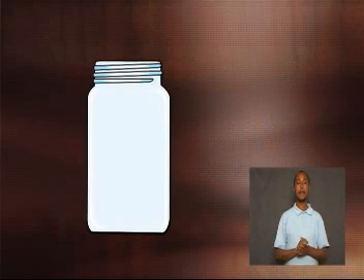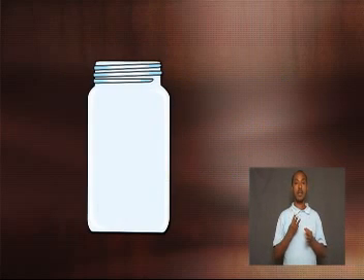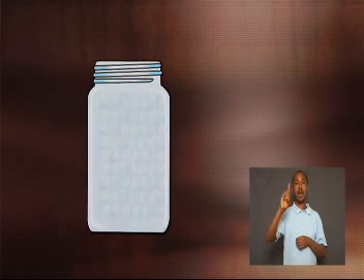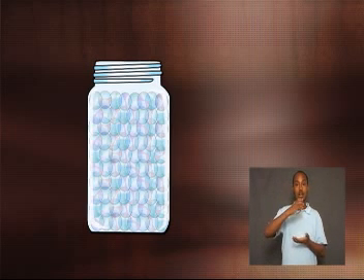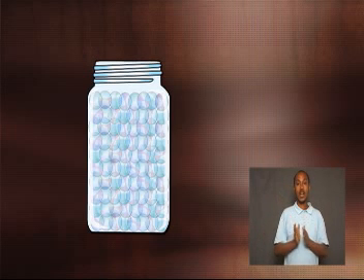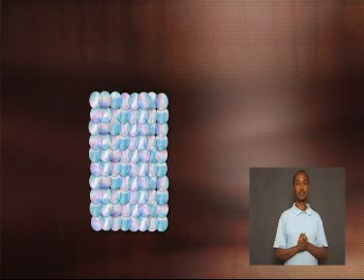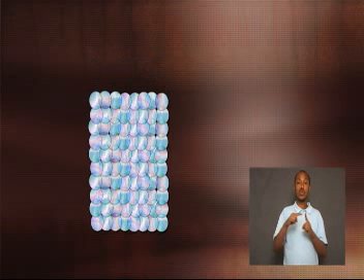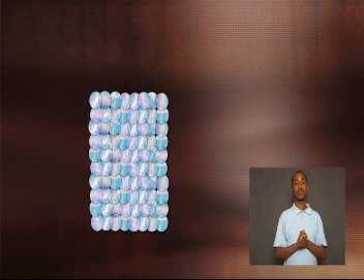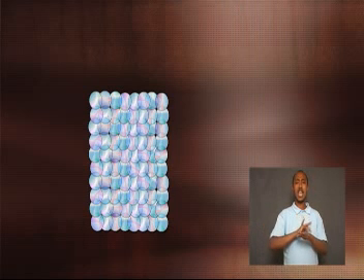If we were to pour 100 marbles into a glass jar, the marbles would eventually settle into an organized structure. This is similar to the structure of metal atoms. The marbles represent the nuclei of the atoms, and the empty space between them represents a cloud of free-moving electrons.